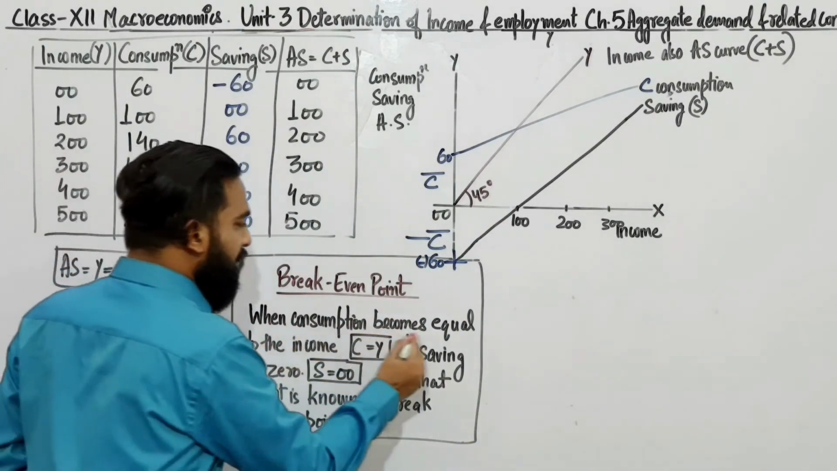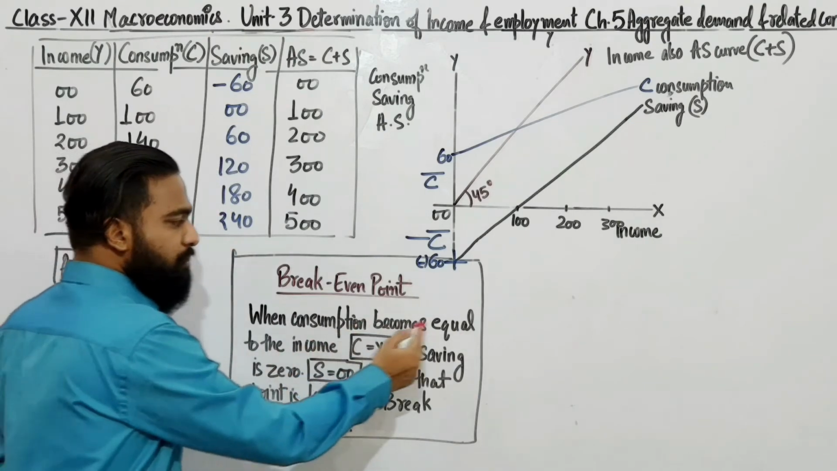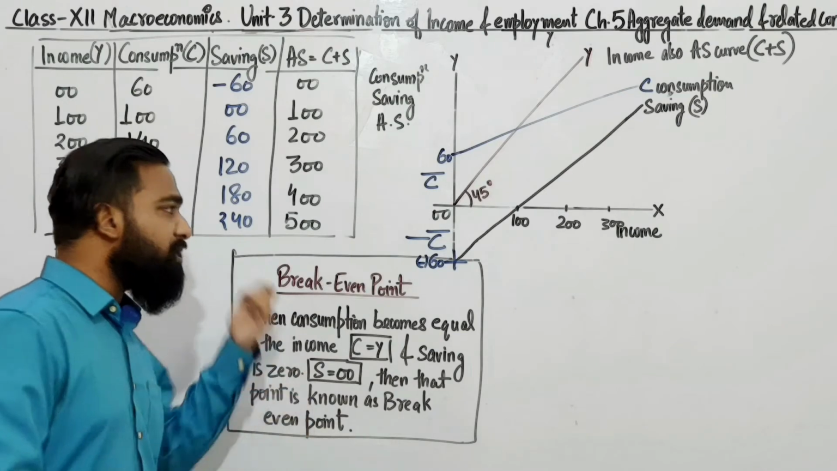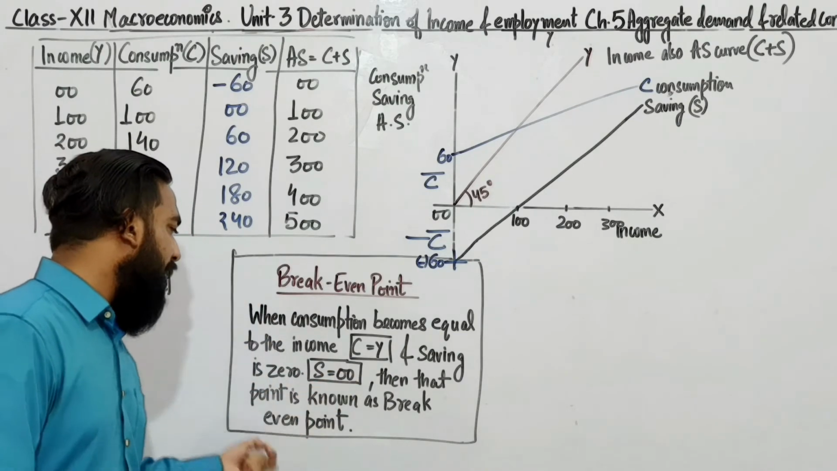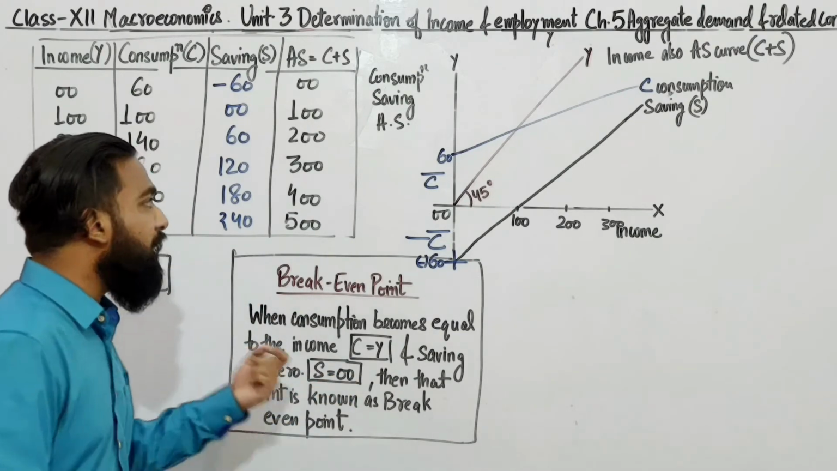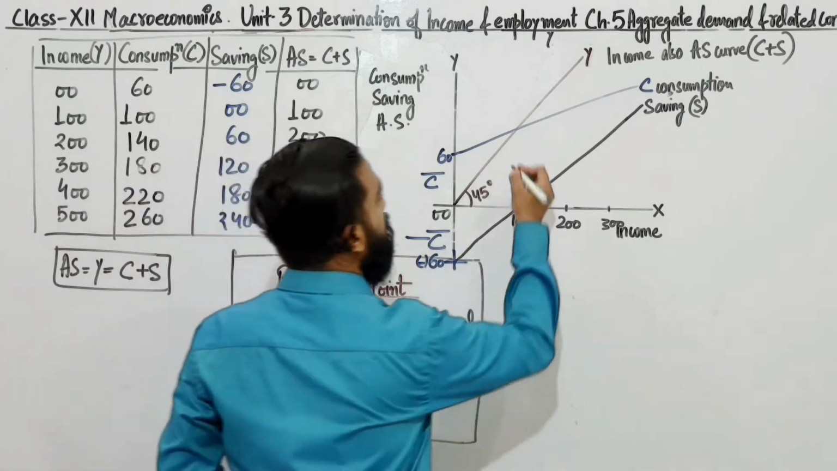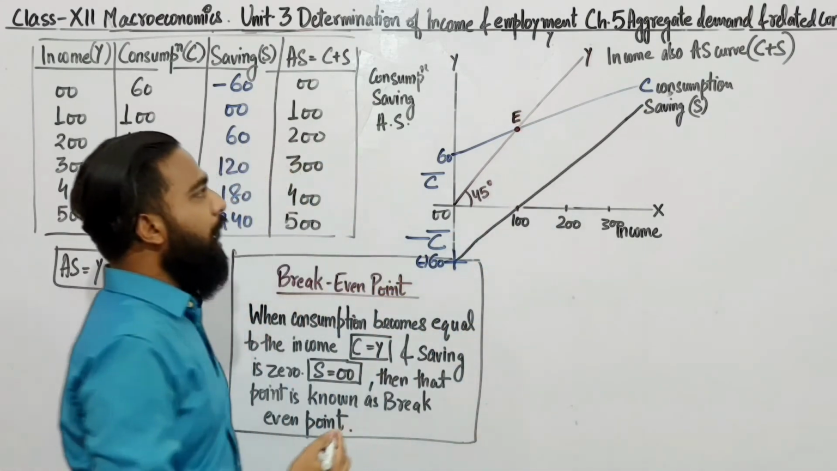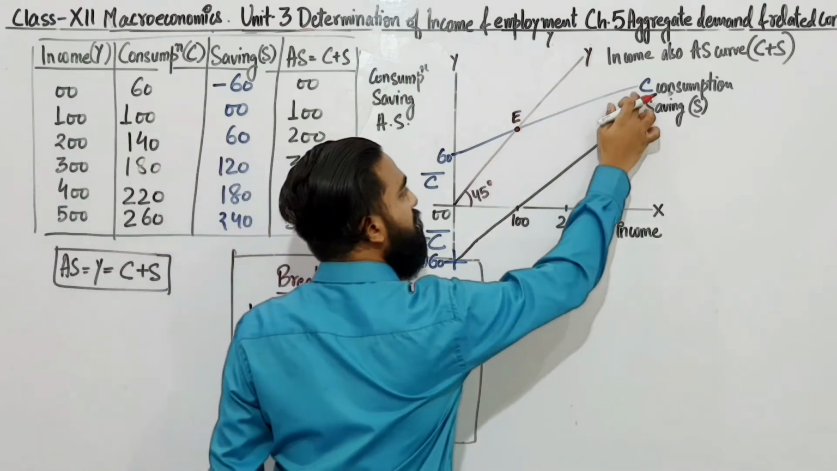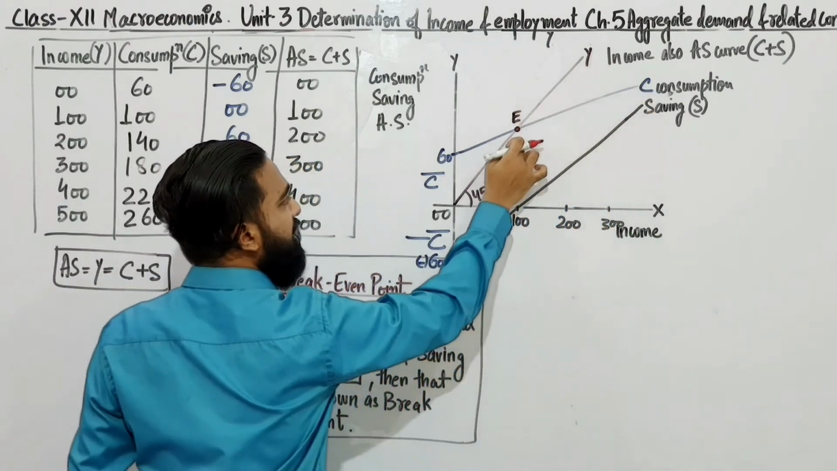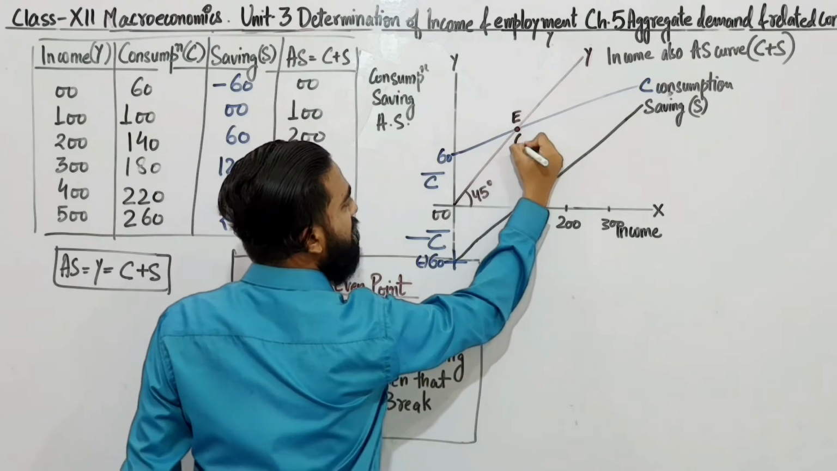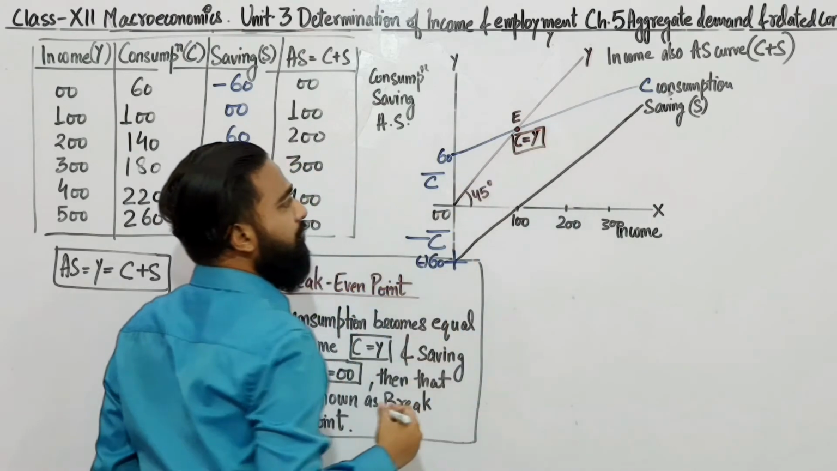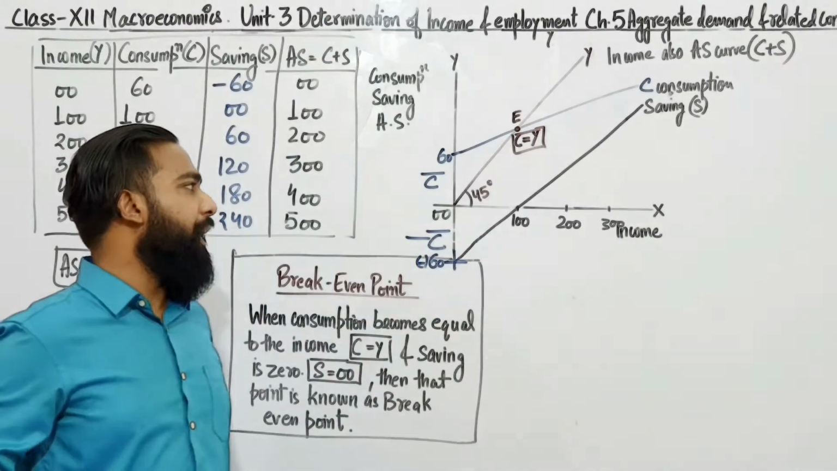When consumption becomes equal to income, that is C is equal to Y, and saving is zero at that moment, then that point is known as break-even point. Now students, see this point E. At this point, the consumption curve and the income curve are intersecting each other. That means at this point, C is equal to Y.